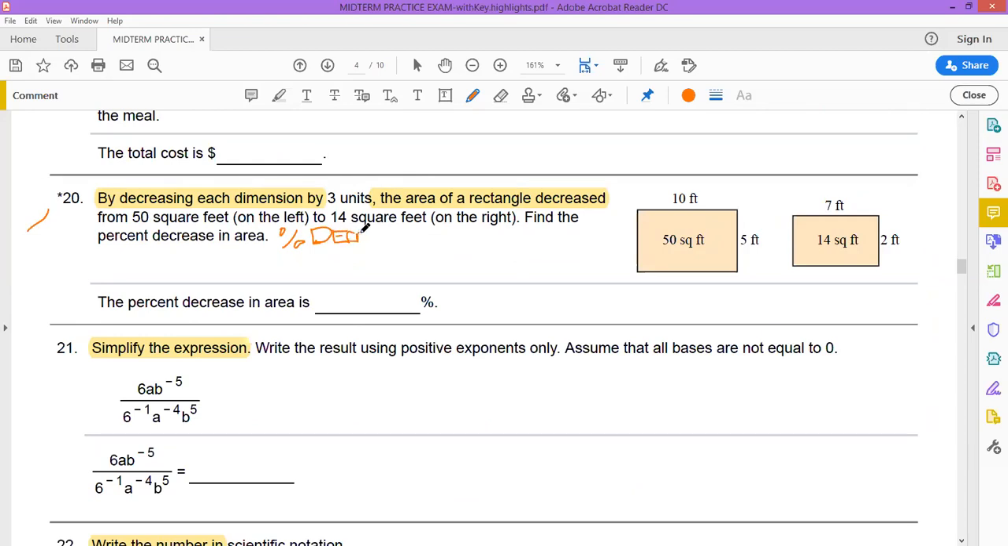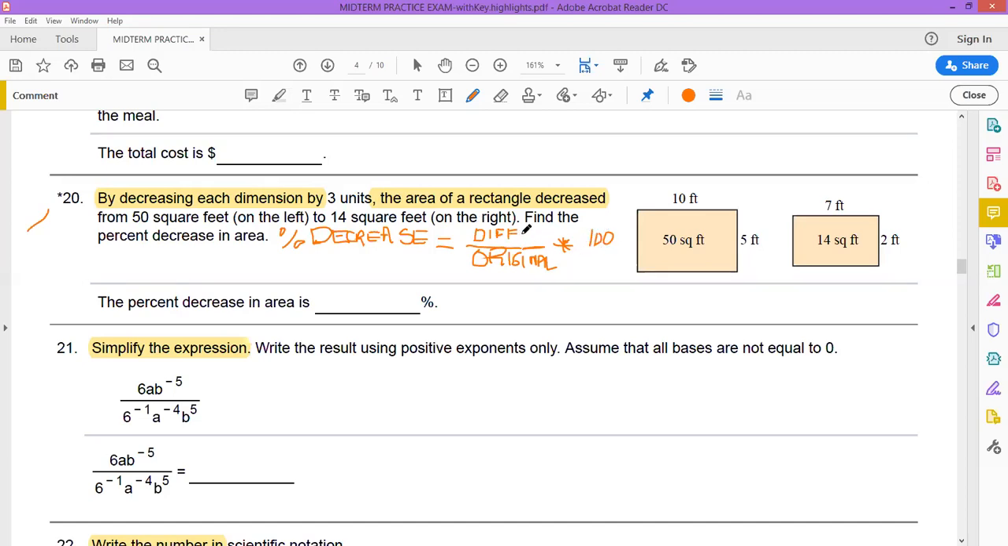To get our percent decrease, what we do is we take the difference in area, since we're talking about area for this problem, will be equal to the difference over the original amount, whatever you started with, times 100. Now, when you divide the difference by the original, you'll wind up with a decimal, and you have to change that decimal to a percent. So that's why you multiply it by 100.